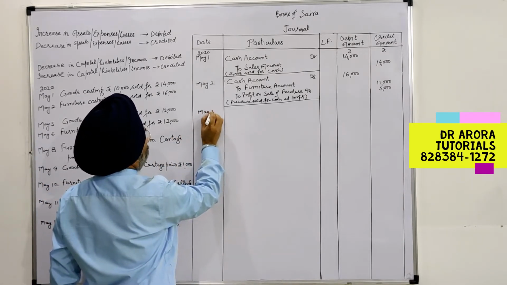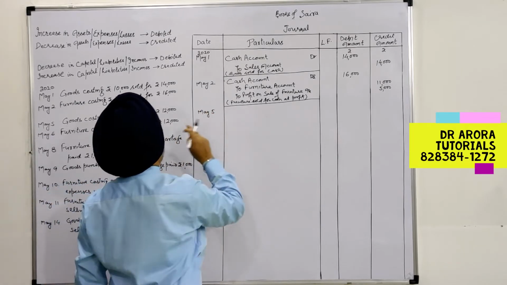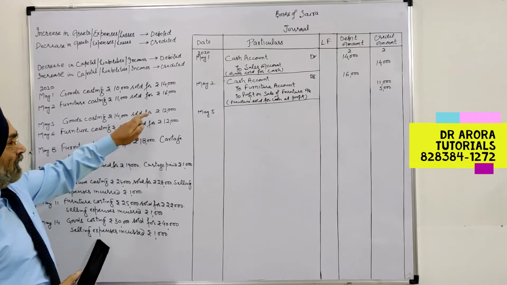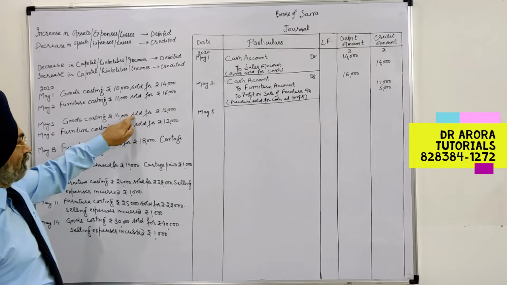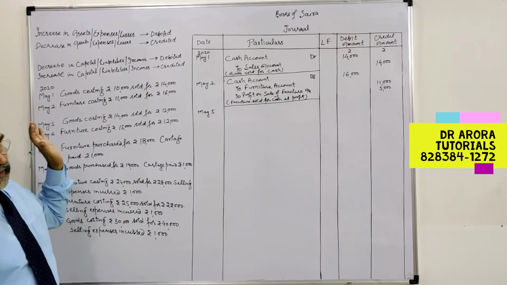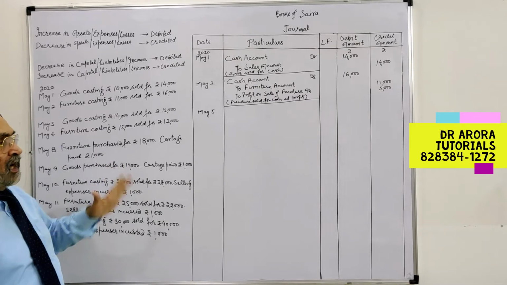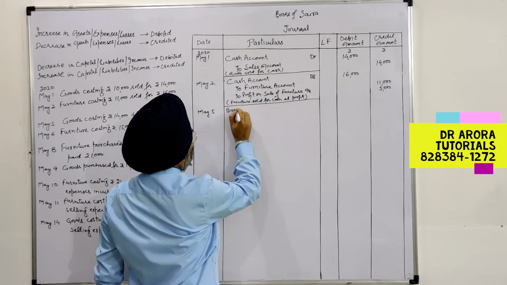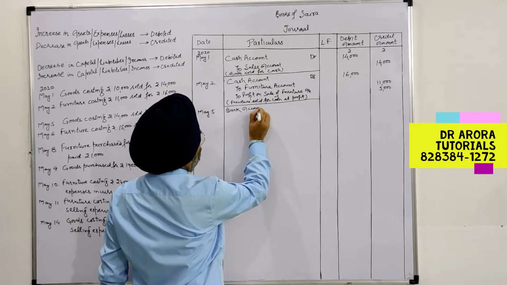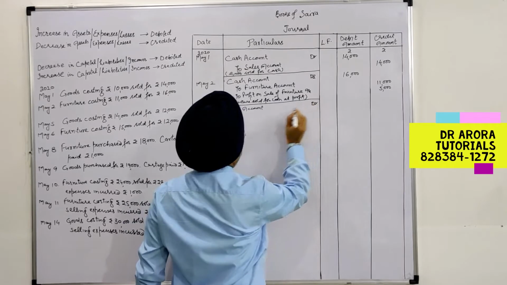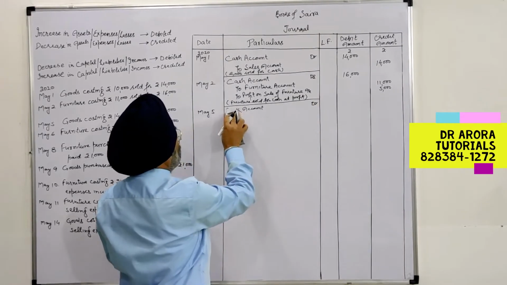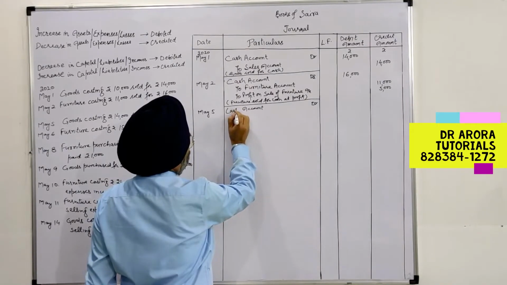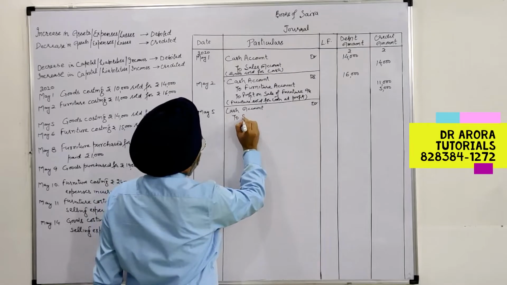So the next entry is May 5th. Goods costing rupees 14,000 sold for 12,000. As I discussed earlier, any profit or loss on sale of goods is not to be shown anywhere. With the sale price we are to pass the entry. And with the sale price, if it is for cheque, it will be bank account debit, or otherwise cash account debit. So cash account debited to sales account.